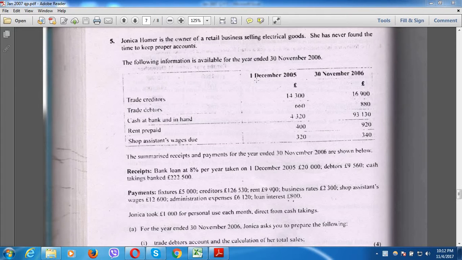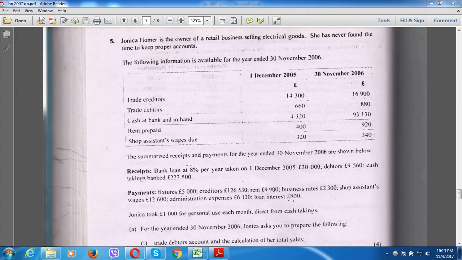Trade creditors 1st December 2005, £14,300. 30th November 2006, £16,900. Trade debtors 660, 880. Cash at bank and in hand 4320, 93130. Rent prepaid 400, 920. Shop assistants wages due 320, 340.